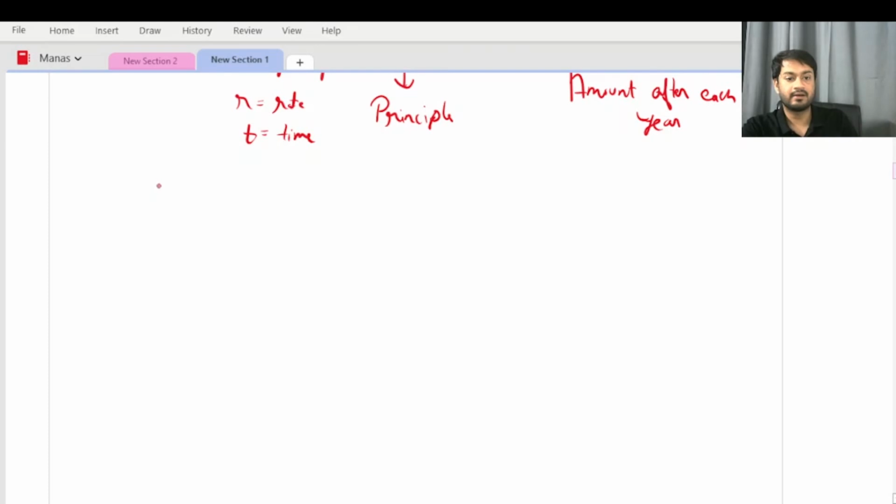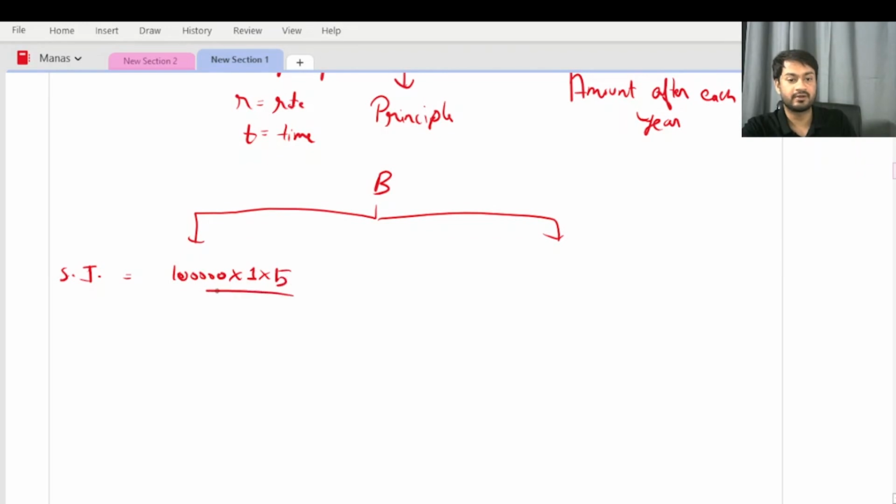So let's take this person B. He goes to the bank and takes a loan of 1 lakh rupees. So the simple interest on 1 lakh will be: 1 lakh is the amount, for 1 year, so 1 lakh into 1 year into rate, let's say 5%, upon 100. So these 2 zeros can be cut. So after 1 year his interest will be 5,000, because he is using the bank's money for 1 year. So he needs to pay compensation to the bank, that is 5,000, which we call interest. That is simple interest here.